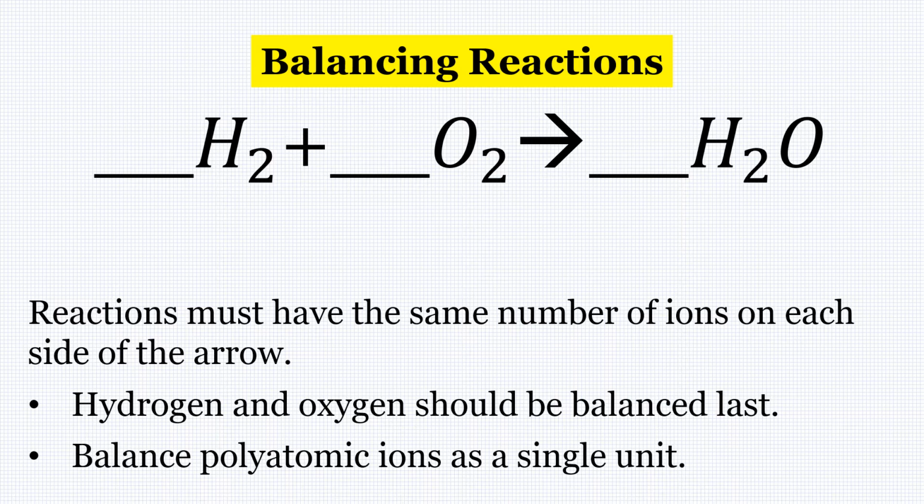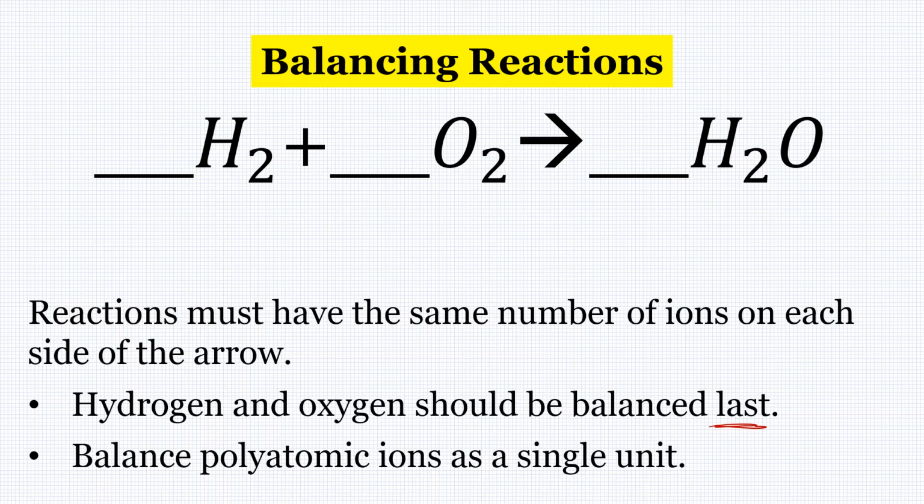When we go to balance chemical equations, we want to have the same number of things on the left side of the equation as we do on the right side of the equation. When we go to balance equations, we want to do hydrogen and oxygen last. And when we balance polyatomic ions, we want to balance them as a single unit. In this example, there aren't any polyatomics, but there will be in one of the later examples. So I will point that out when we get there.